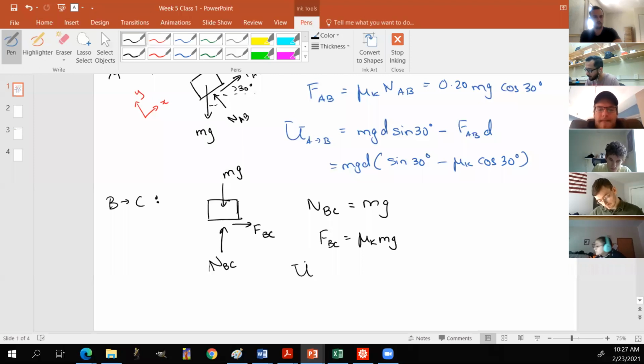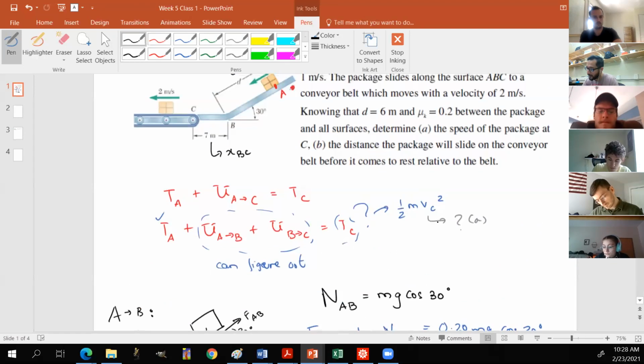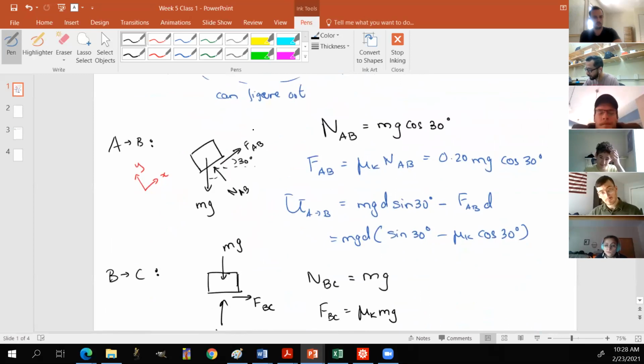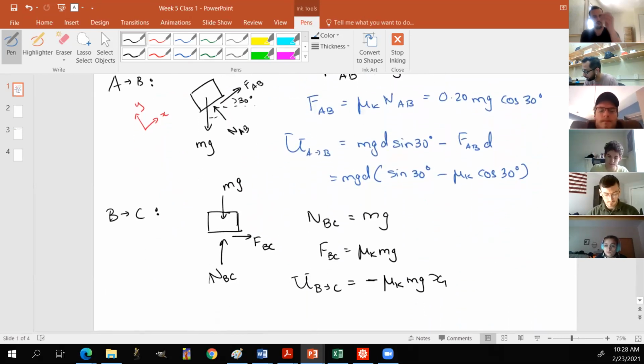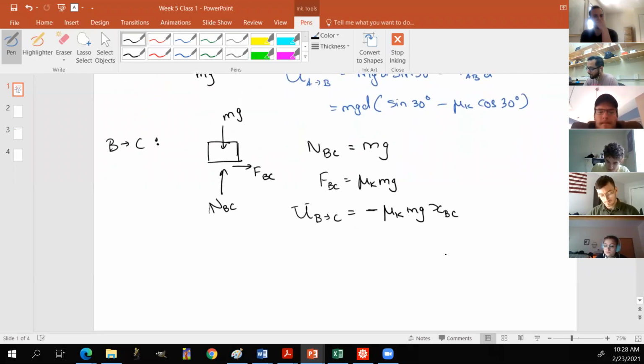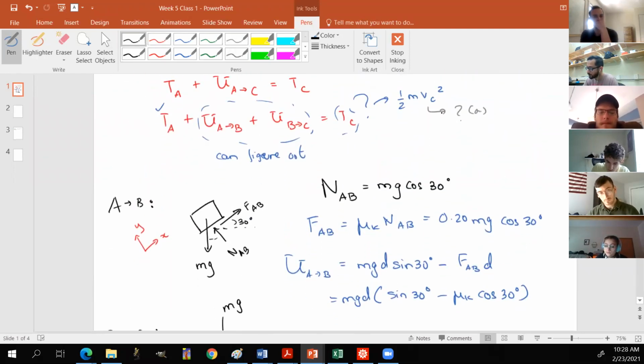So your work done from moving from position B to C is going to be negative. In general, work done by friction is always negative, right? So minus mu_k times mg times this distance x_BC that we've defined over here, the horizontal distance, which is known, right? Technically I shouldn't call it x_BC, but oh well. And again, everything here is fully known. All right, and we're done. That's it. Just plug everything back into this expression here and solve for v_C.